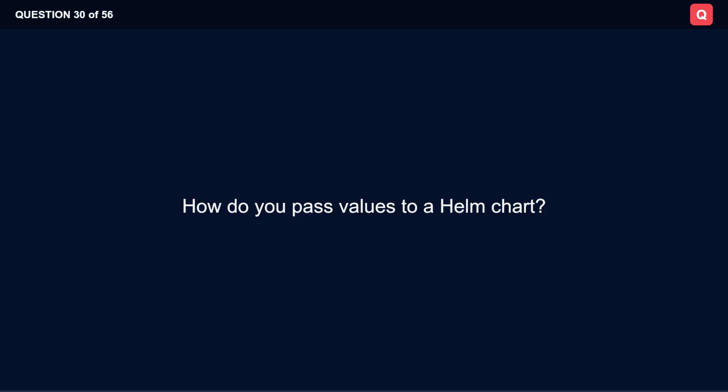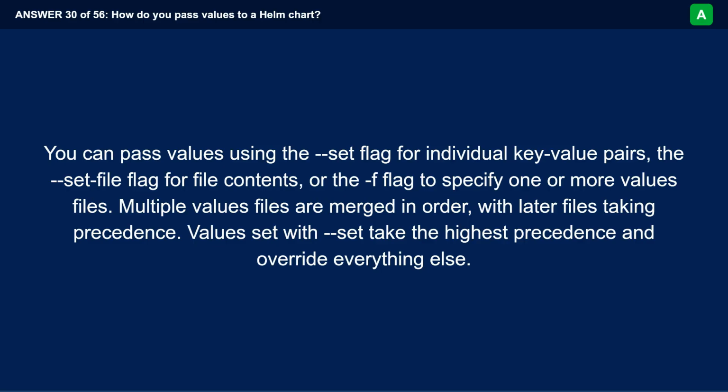How do you pass values to a Helm chart? You can pass values using the set flag for individual key value pairs, the set file flag for file contents, or the F flag to specify one or more values files. Multiple values files are merged in order, with later files taking precedence. Values set with set take the highest precedence and override everything else.